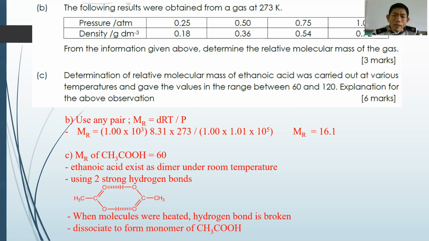I know such questions are actually very hard to explain, and students must know by themselves why the molecular mass of ethanoic acid is double. This is actually covered when we study hydrogen bonds in chapter 3. So you might want to look back at how ethanoic acid forms a dimer under room temperature and pressure.